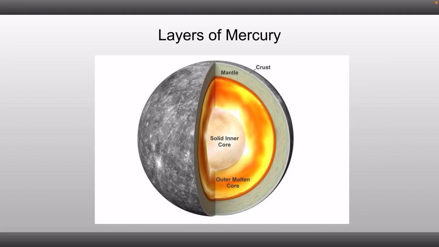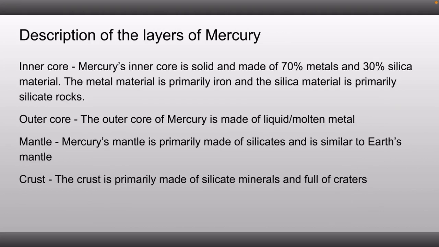Layers of Mercury. So basically, like the Earth, Mercury has an inner core and outer core, a mantle, and a crust. Mercury's inner core is solid and is made of 70% metals and 30% silicon material. The metal material is primarily iron and the silicon material is primarily silicon rocks. The outer core of Mercury is made of liquid or molten metal. Mercury's mantle is primarily made of silicon sand, similar to Earth's mantle. The crust is primarily made of silicon minerals and full of craters.